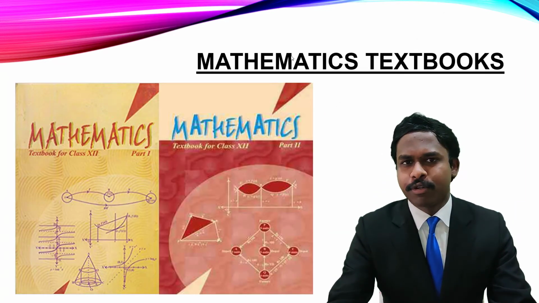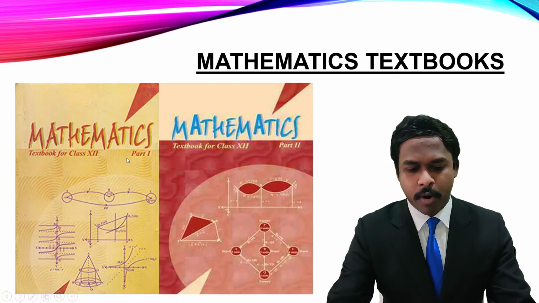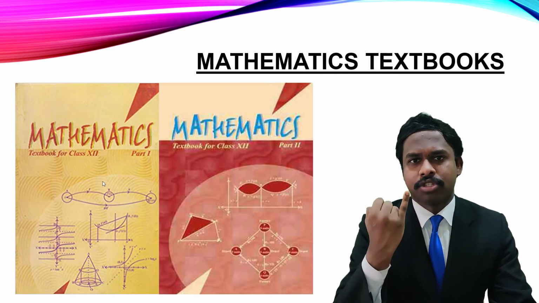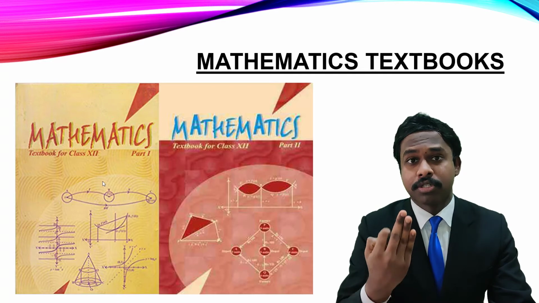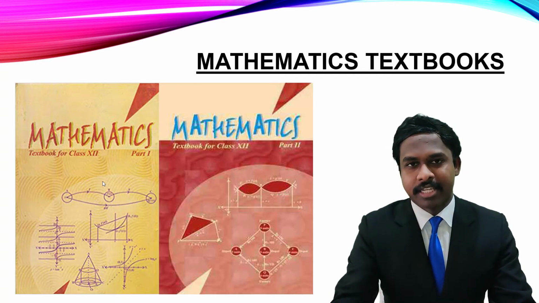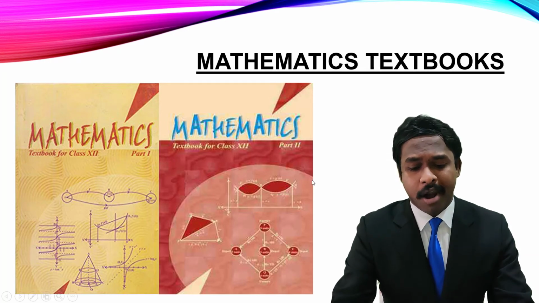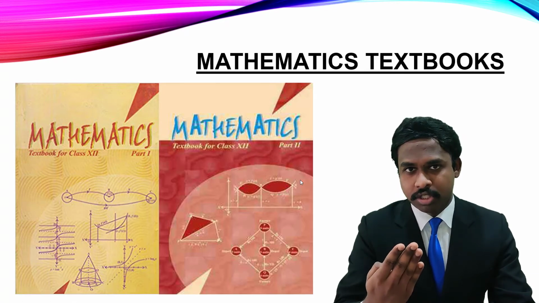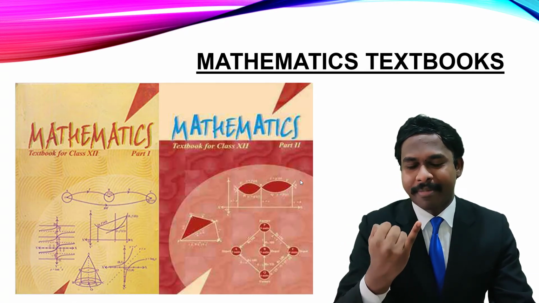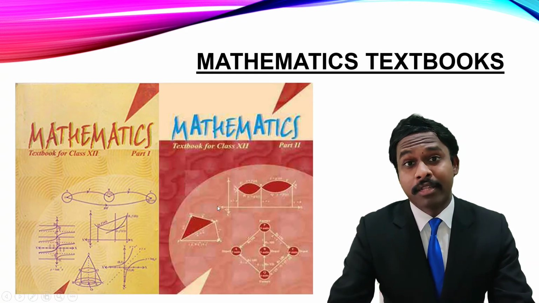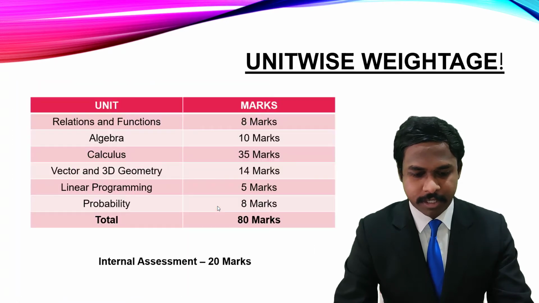So you have two textbooks in mathematics, am I right? You have part 1 and part 2. Part 1 has the chapters relations and functions, inverse trigonometric functions, matrices, determinants, continuity and differentiability, and application of derivatives. These are the 6 chapters in part 1 of the book. In part 2 of the book, we have integrals, application of integrals, differential equations, vector algebra, three-dimensional geometry, linear programming, and probability. So 7 chapters. So we have 6 plus 7, a total of 13 chapters. Okay, these are the 2 textbooks.